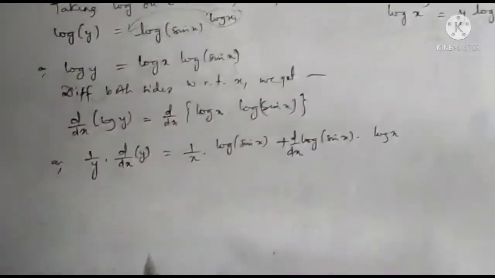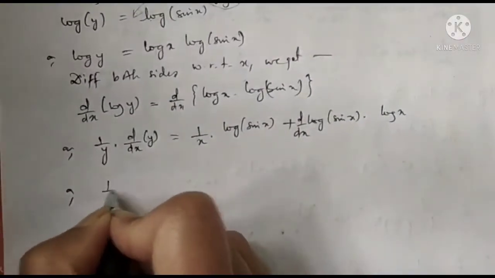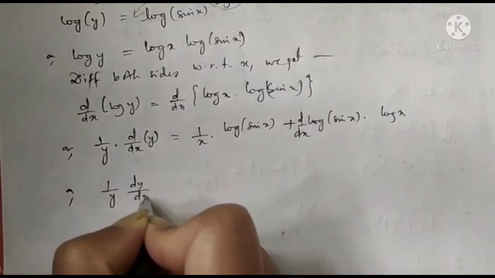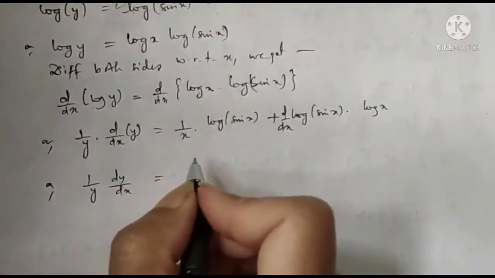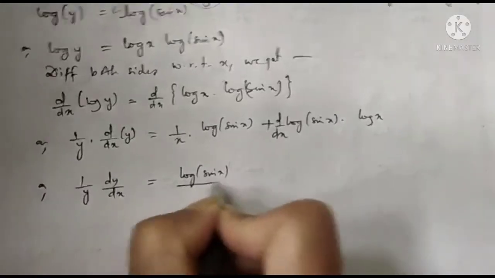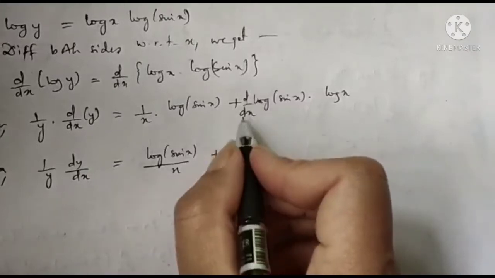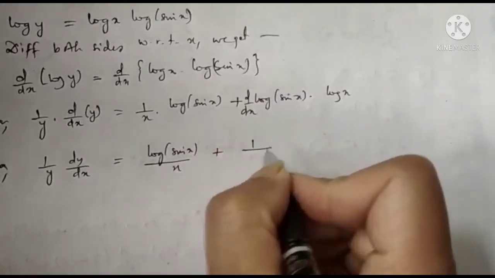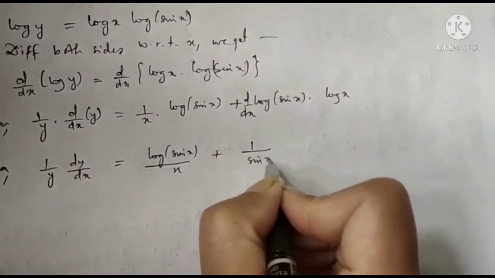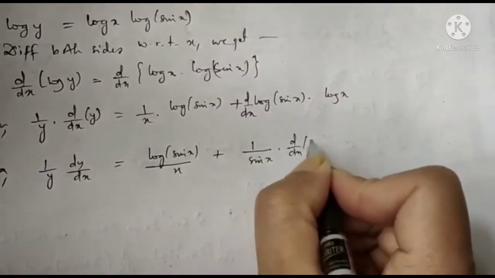I hope you got this. Okay, chain rule. So this will be 1 by y dy by dx equals log sine x by x plus d by dx of log sine x is, again, d by dx of log x is 1 by x, into, in place of x I have sine x, so d by dx of sine x.